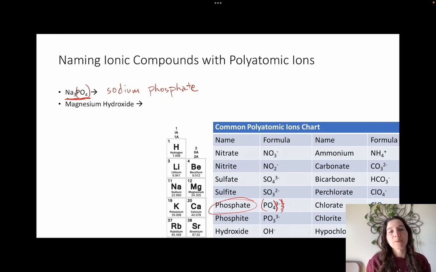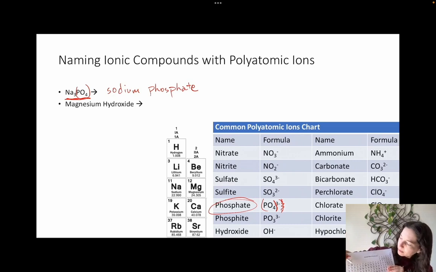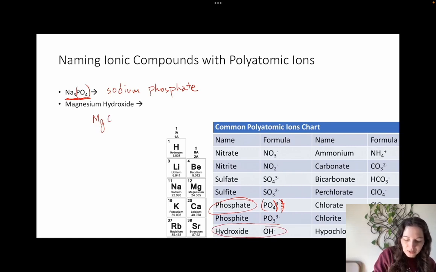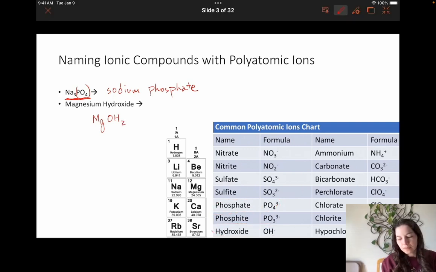Now let's take a look at this next one, magnesium hydroxide. So magnesium is on the periodic table. It's right here. It's just a single element, so Mg. All right. And then hydroxide, you'd find it on your polyatomic ion chart. And hydroxide is located right here. So that's OH. So it'd be MgOH. I'm going to add the number 2 here. And I'm going to tell you why in just a little bit.